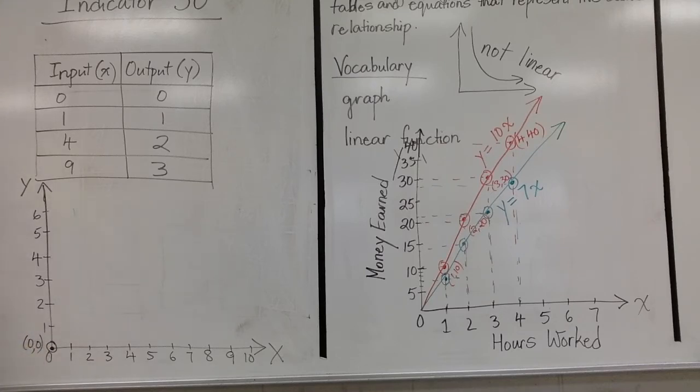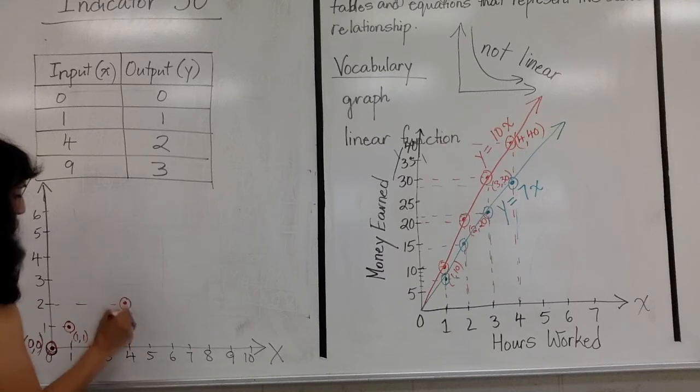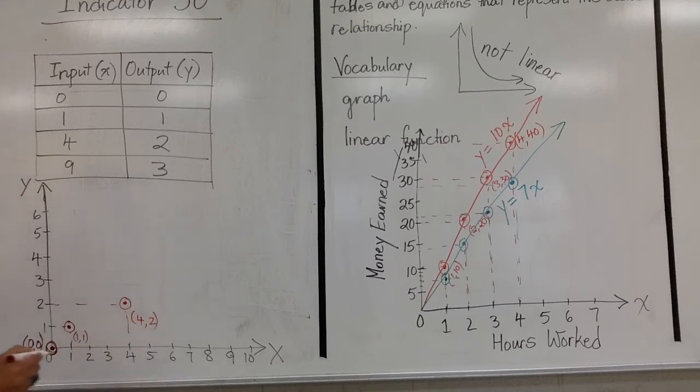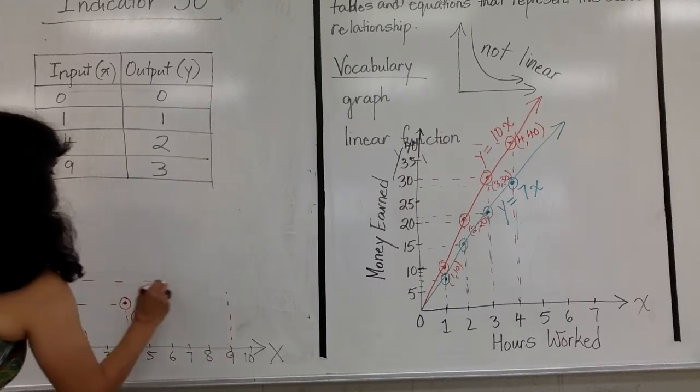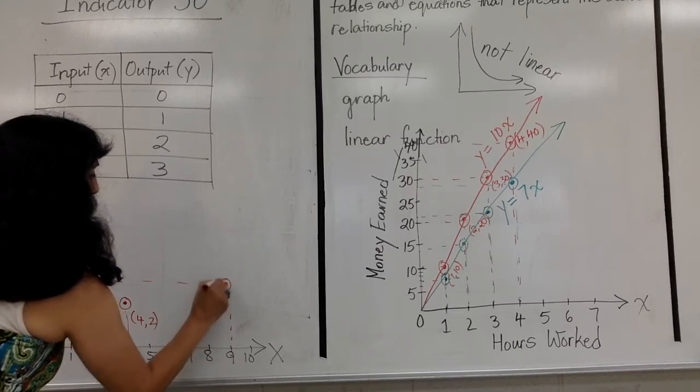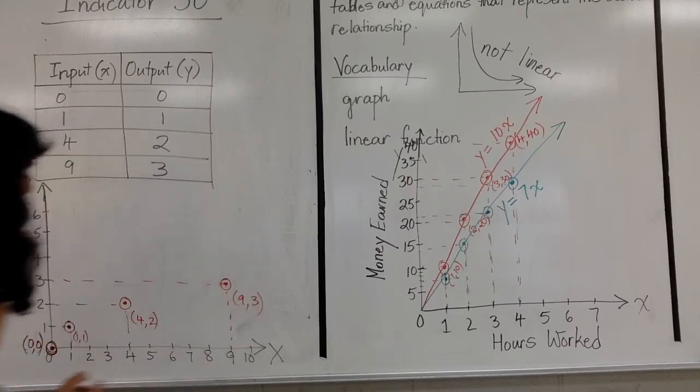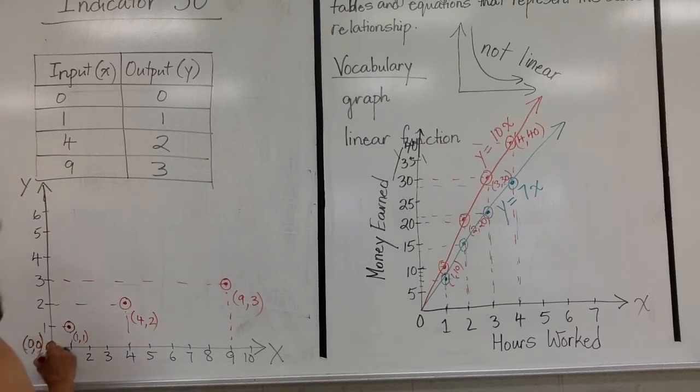Let me use a different color actually. Here, this is my 0, 0 over here. The next ordered pair is 1, 1. So here's 1, here's 1. So this is your 1, 1. Next ordered pair is 4, 2. So this is 4, this is 2. And then the last one is 9, 3. So here's 9, and here is 3. And when I plot it, this is my 9, 3. And then I connect the dots.